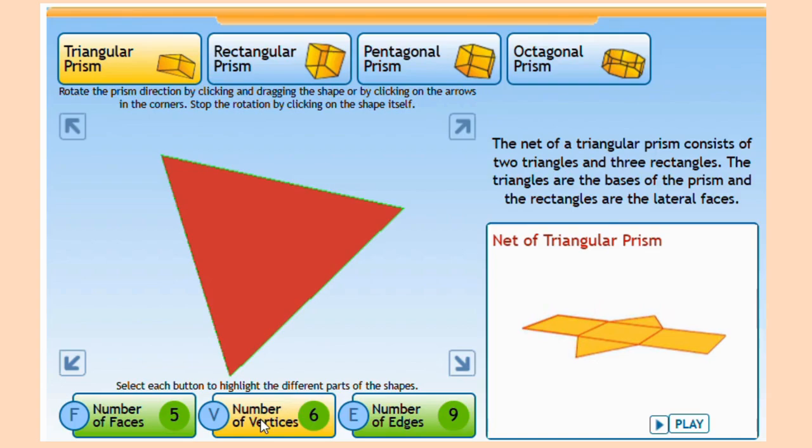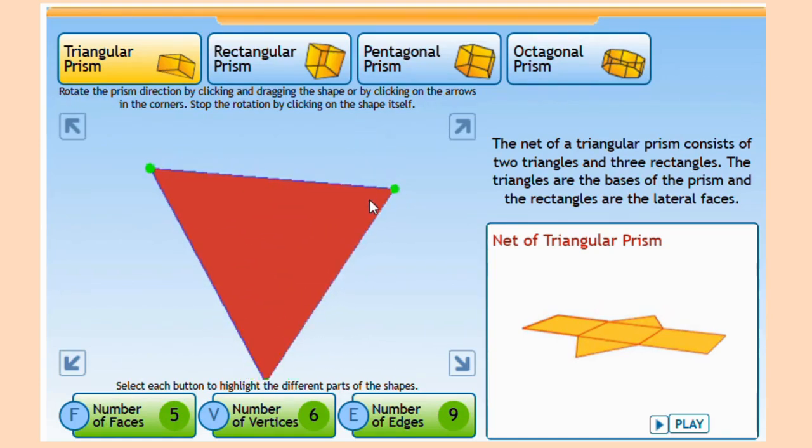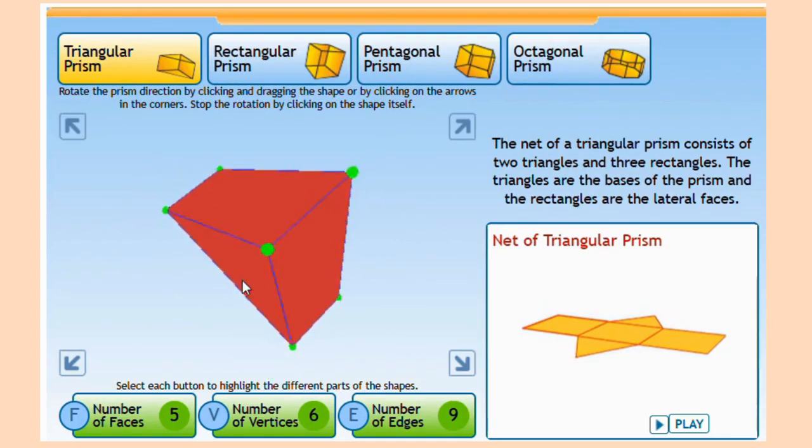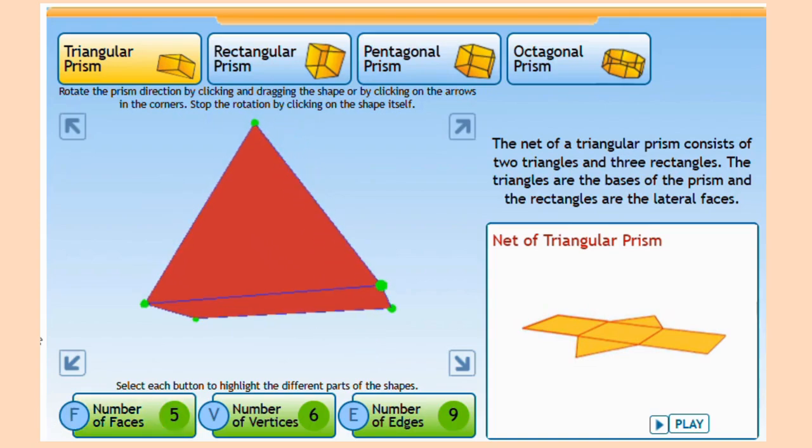When we look at the vertices, it's the corners. Each triangle has three corners. So there's one, two, three. And then the other side also has one, two, three corners. So those are six vertices.